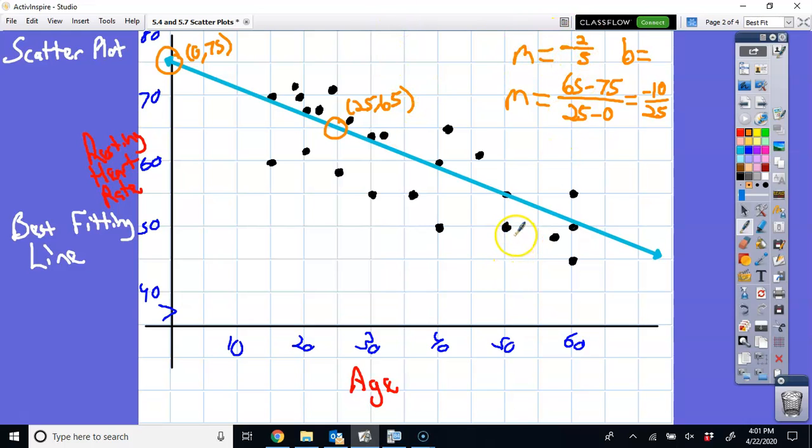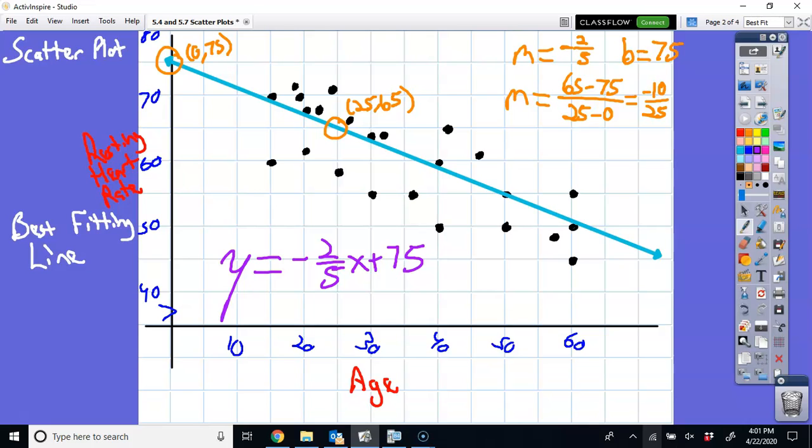What is my y-intercept? Now this one ends up being pretty nice because my y-intercept is right here, 0, 75. So 75 is my y-intercept. So what would my equation be? My equation would be y equals negative 2/5 x plus 75. So that means as each year goes by, the slope, or negative 2/5 there, tells me how quickly my heart rate is falling each year from a beginning amount of 75.